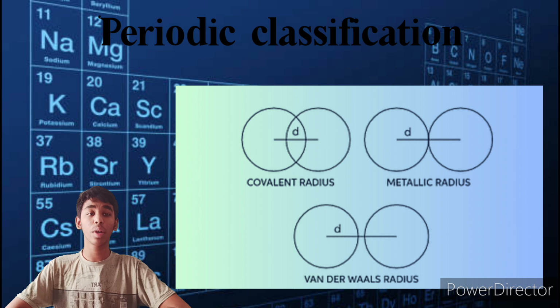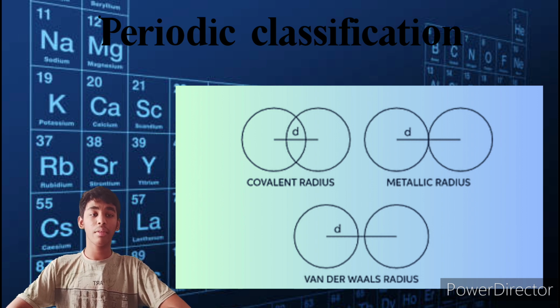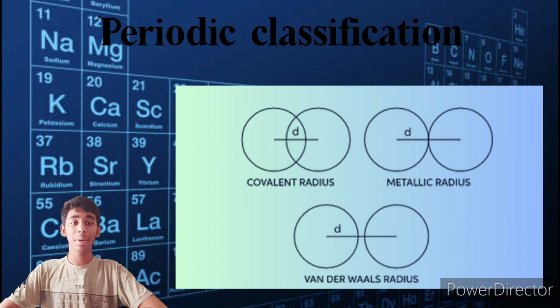Now there is also the covalent radius. This covalent radius involves the sharing of one or more electrons. In this, the atomic size of the element is 30% smaller than the average atomic size of the element.